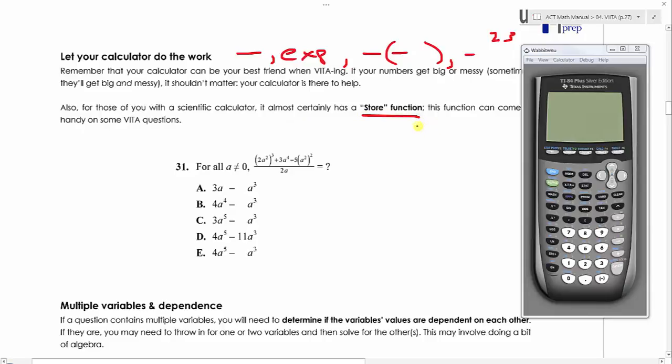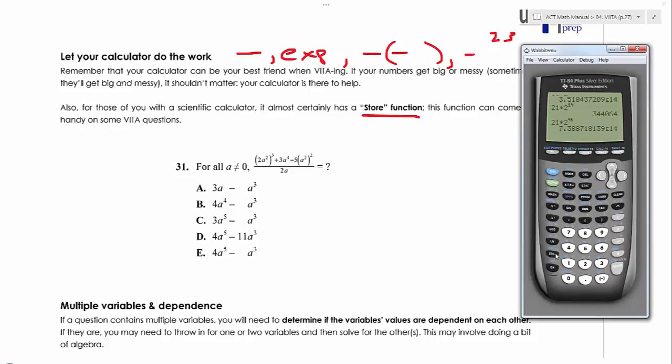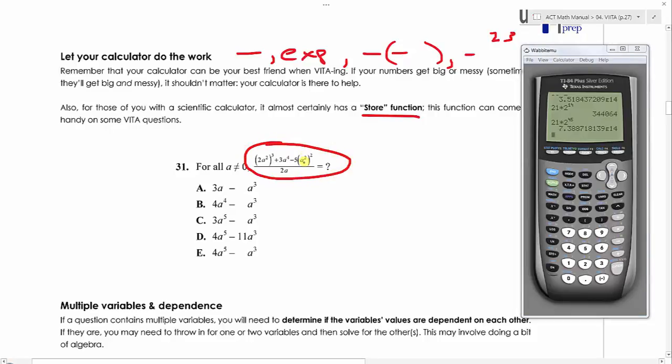One of the ways is if you do have a store function in your calculator, and all of the TI graphing calculators have this little store button here, that will tend to come in handy on these questions, and I'll show you in 1 second how. So let's take a look at number 31. Again, this is a question that some students will look at and say, well, that's really easy to solve using algebra, and if it is for you, that's perfectly fine. If you're really solid with your exponent rules and with your algebraic manipulations, then you can solve this day of the test with algebra. We're going to do it here with VITA to get more practice with the technique.